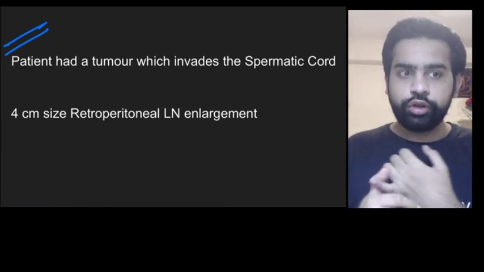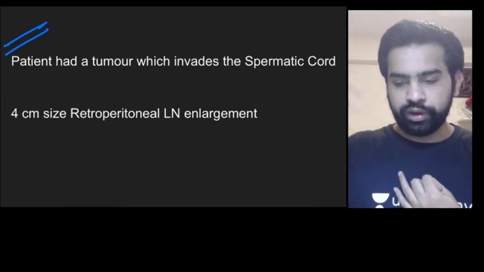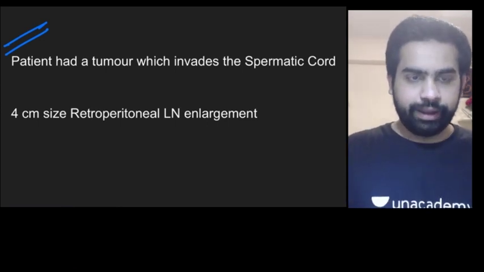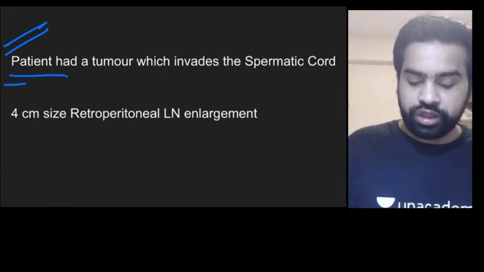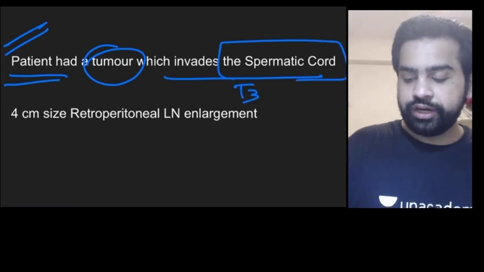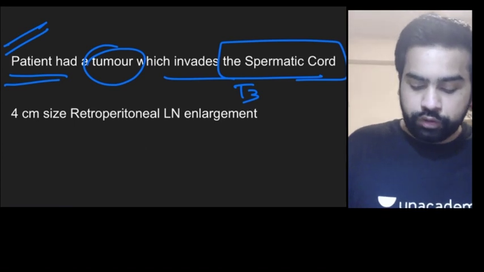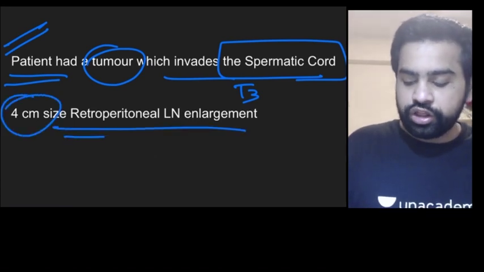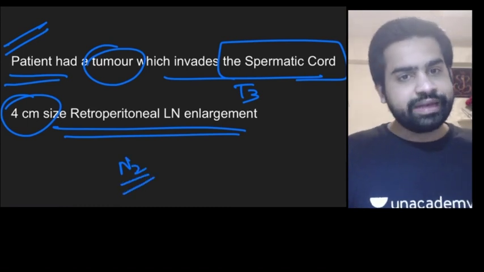Then you advised the patient to go and get tumor markers done and a CT scan done. When the patient came back, the histopathological specimen also came back. The patient had a tumor which invades into the spermatic cord, so it was around a T3 tumor. The CT scan report showed around a 4 centimeter lesion in the retroperitoneal lymph node. So there was N2 involvement. So there was T3 and N2 involvement.